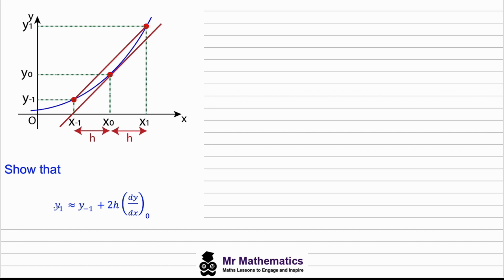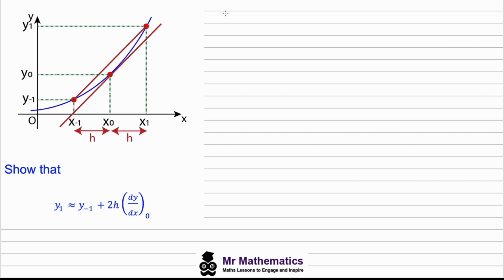With this equation, we're trying to find the value of y1, which is this point here. We're going to find it by considering the gradient of a curve halfway between x negative 1 and x1, so at a point x0. And we can see that the gradient of a tangent at this point is approximately the same as the gradient of a line segment between the x negative 1 and x positive 1.